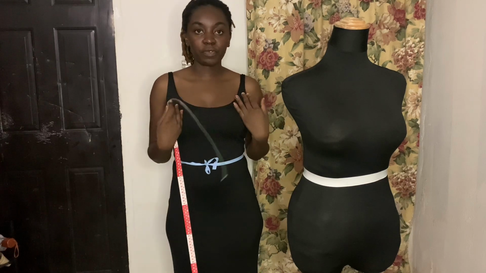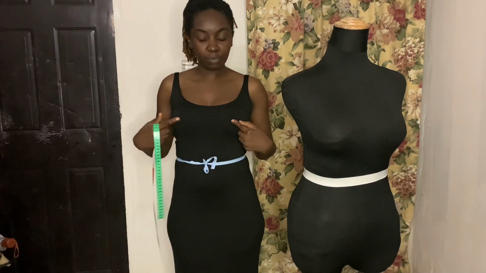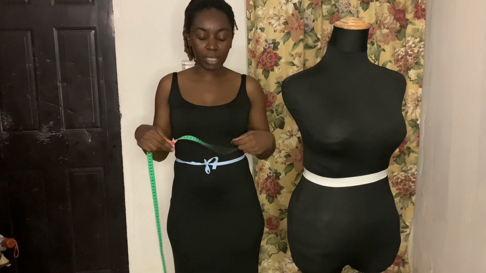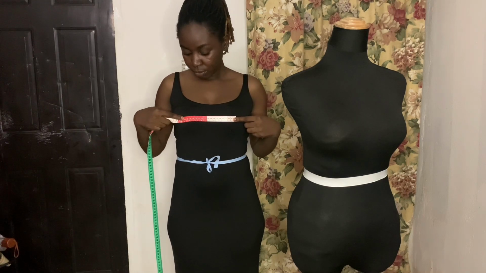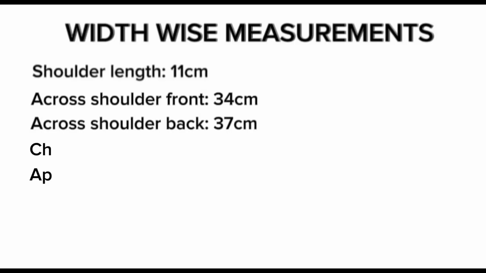Then still in front, I have my bust distance. So from this point to this point, right? You can ask your clients if they're comfortable to touch to show you where their nipple falls, and then you put your tape from the start to the end of the nipple. So first nipple to the second, that is my bust distance.